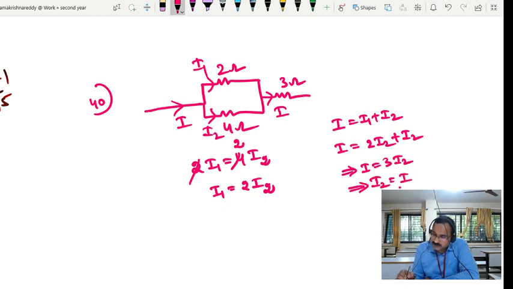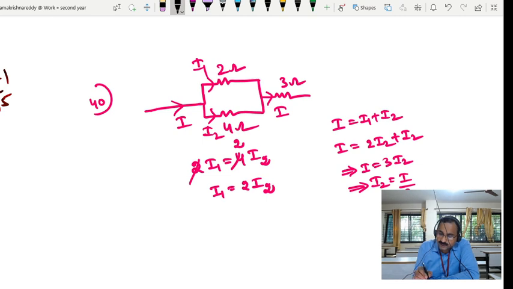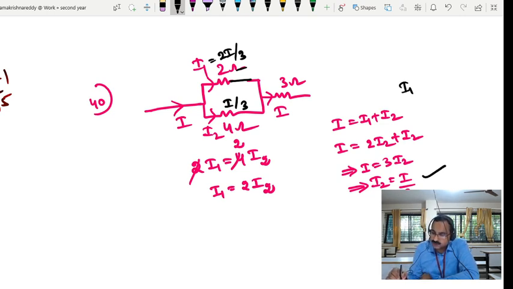Over, the problem is completed. I2 value we got is I by 3, current is flowing here. Then automatically, how much current will flow in the remaining branch? 2I by 3 only, no? Remaining. So here the I2 value is I by 3. Then I1 is 2 times I2, that is 2 into I by 3, 2I by 3. Completed.